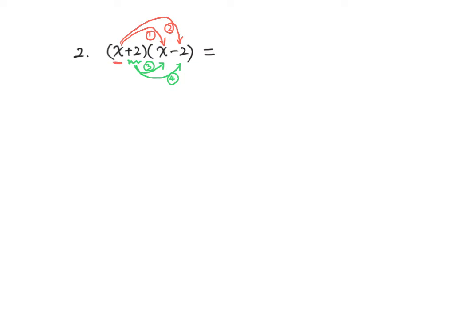So for the first step, x times x give us x squared. For the second step, x times negative 2 give us negative 2x. This is the second step. The third step, positive 2 times x, which is positive 2x. This is the third step. And the fourth step, positive 2 times negative 2, which is negative 4. So this is the last step.